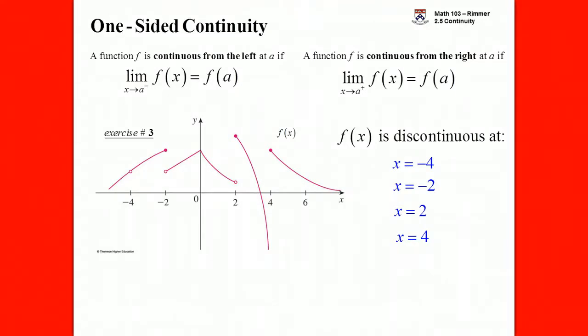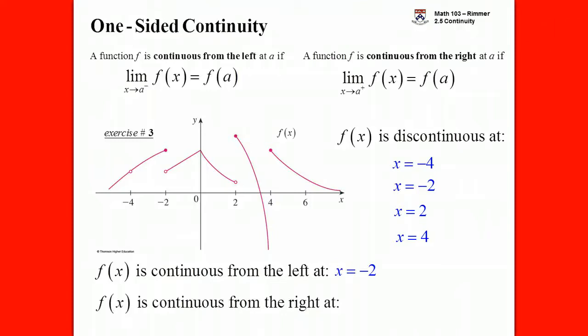You still are able to recover one-sided continuity on some of these. From the left, as long as where you're headed to from the left is where the point is at, then you're continuous from the left. So not at -4, where you're headed to, the point isn't there. But at -2, where you're headed to, the point is there. So you're continuous from the left at -2.